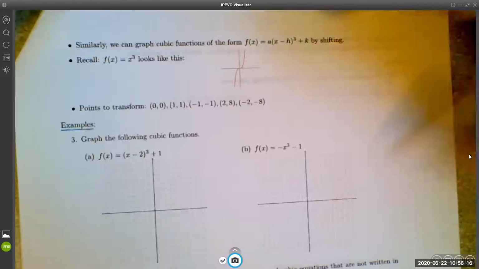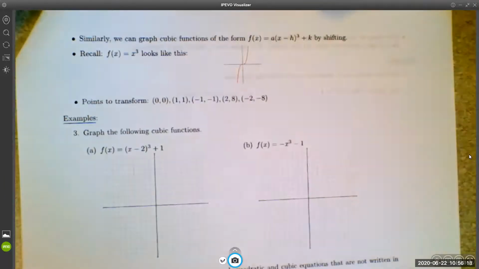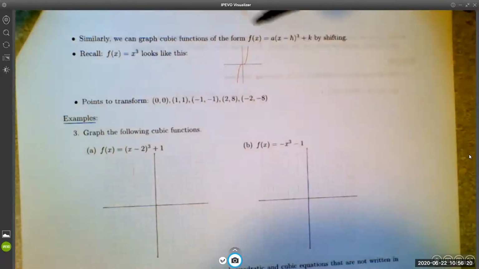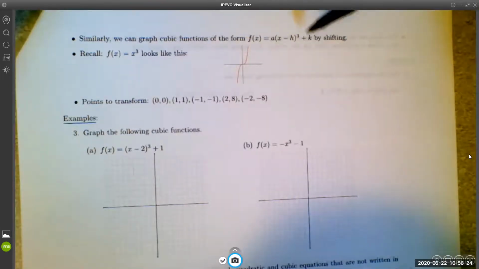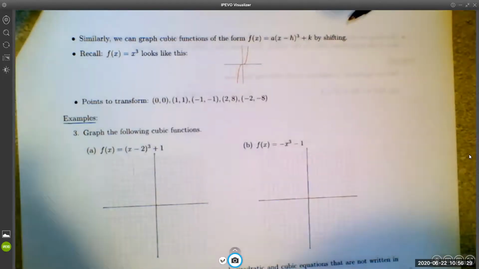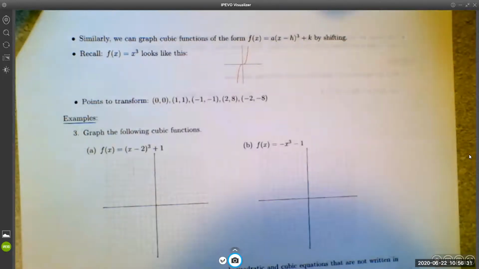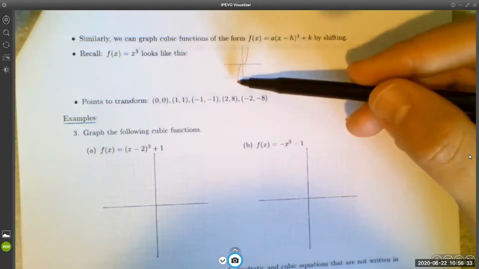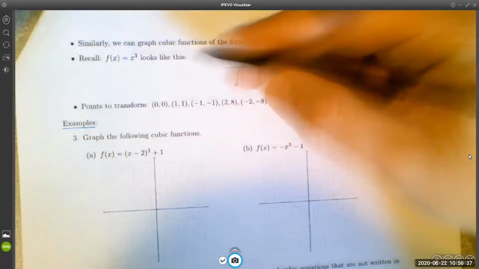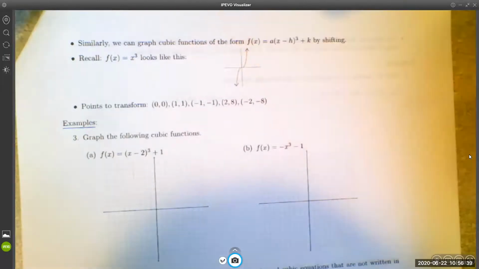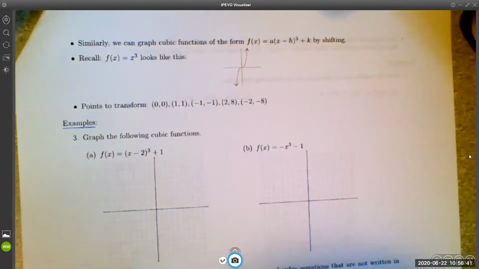Let's talk about graphing cubics. So in a similar way, we can graph cubic functions of this form, a times (x minus h) cubed plus k, by performing transformations. Recall, well, you may or may not recall this, that the cubic function f(x) equals x cubed looks like this. It looks kind of like a little snake.